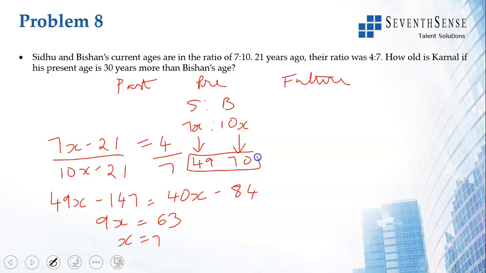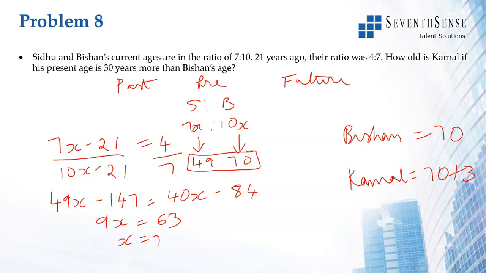Not their actual ages. I don't know what their ages are in real life. So 49 and 70. How old is Kamal? So this is their present age. How old is Kamal if his present age is 30 years more than Bishan's age? Bishan is 70. Kamal is 30 years more than Bishan. So Kamal is 70 plus 30. It's 100. Bishan is 70 and Kamal is 100.